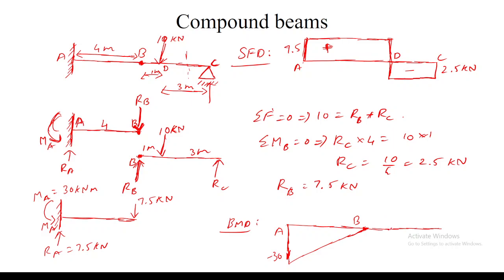So at point D, what is the bending moment value? Let's say this is point D. Actually, RC into 3 will give you the bending moment value at point D. So 2.5 into 3 will be 7.5 kilonewton-metres. And whether it is positive or negative? Yes, positive. So this is 7.5. And then at point C, it turns to 0.